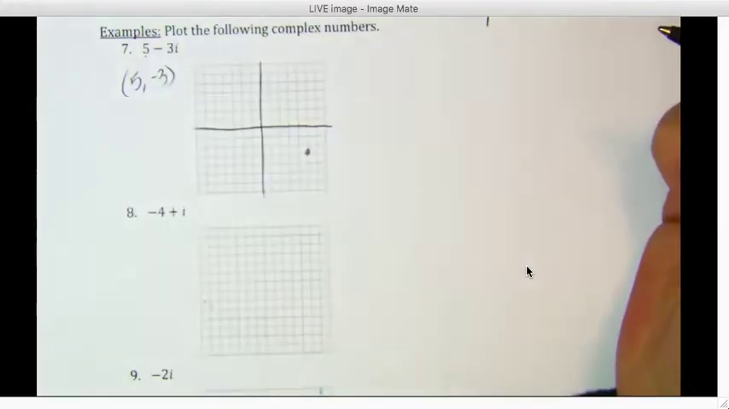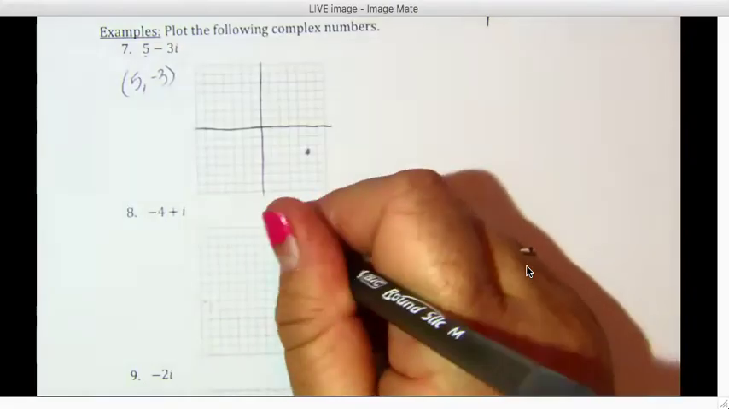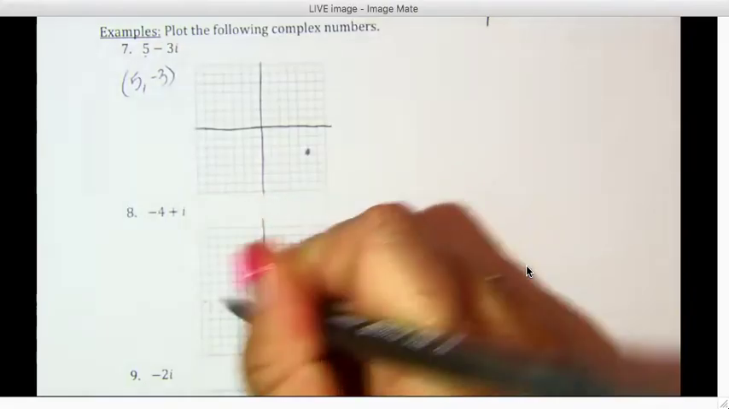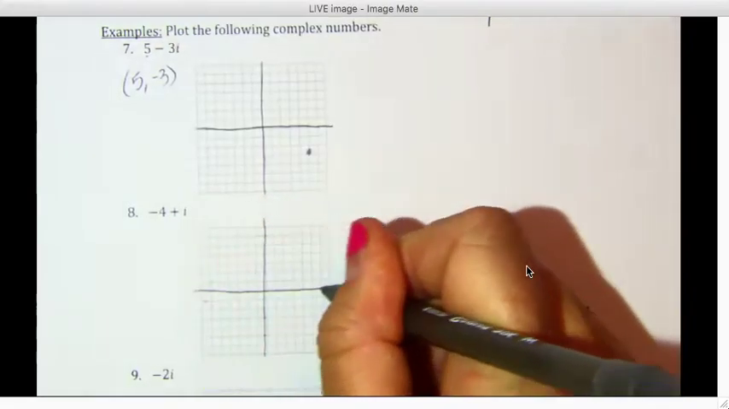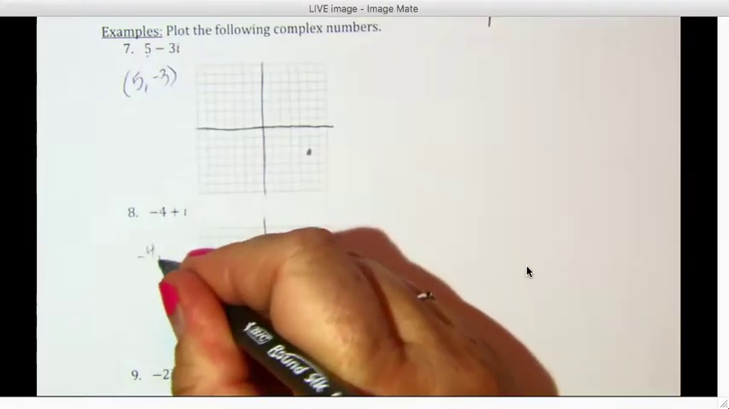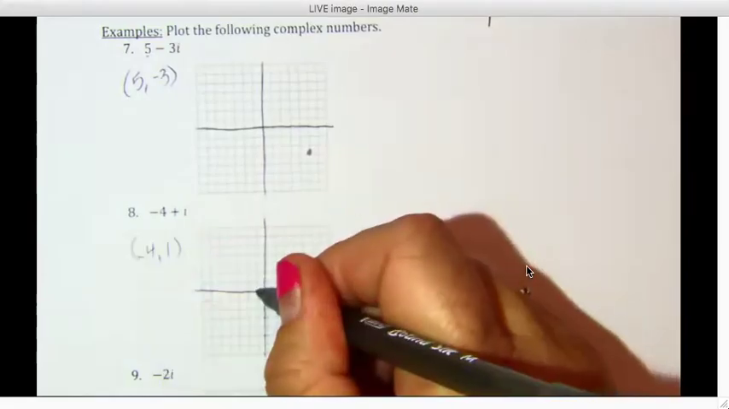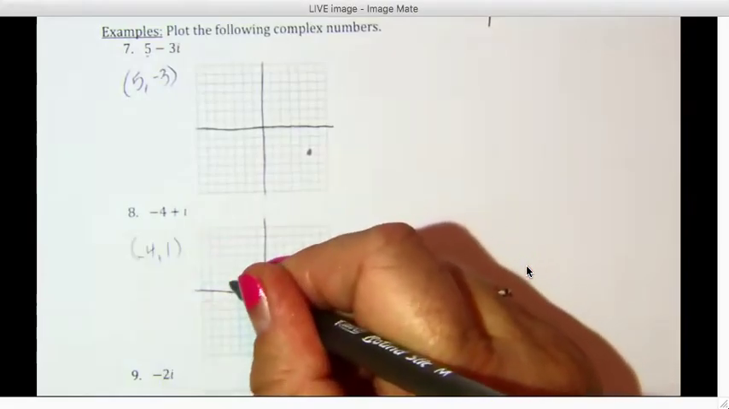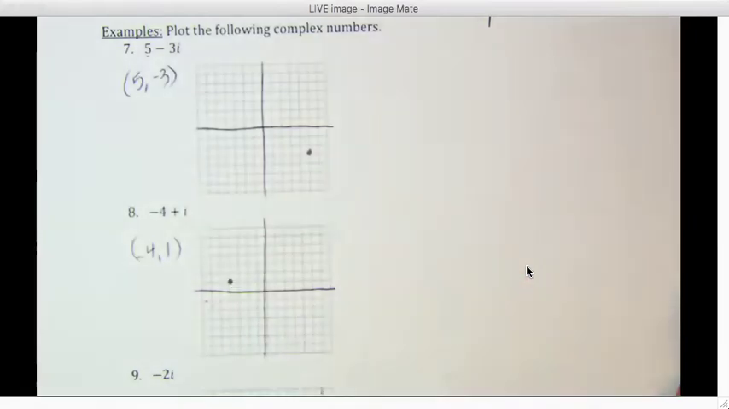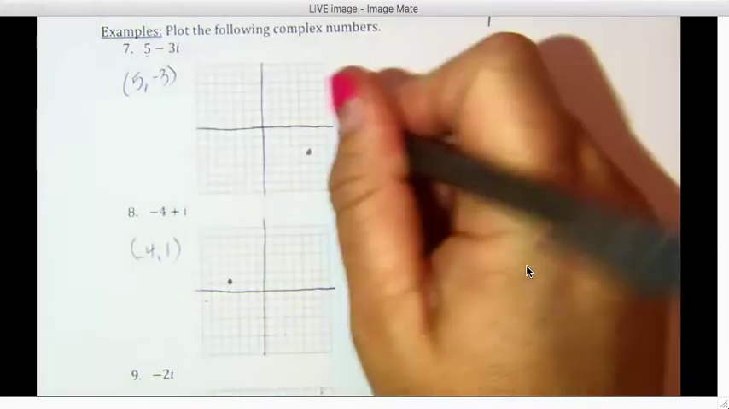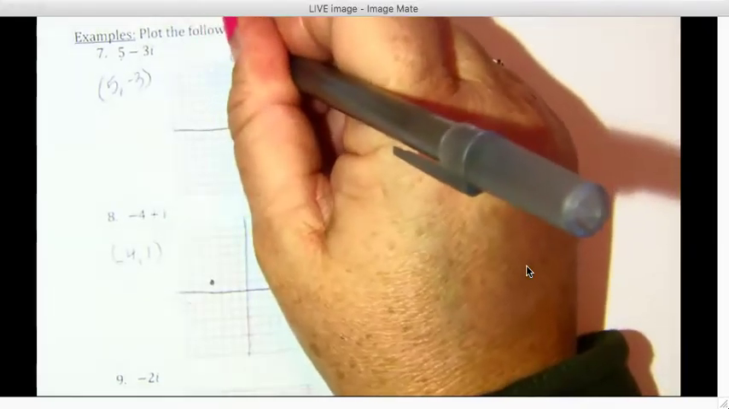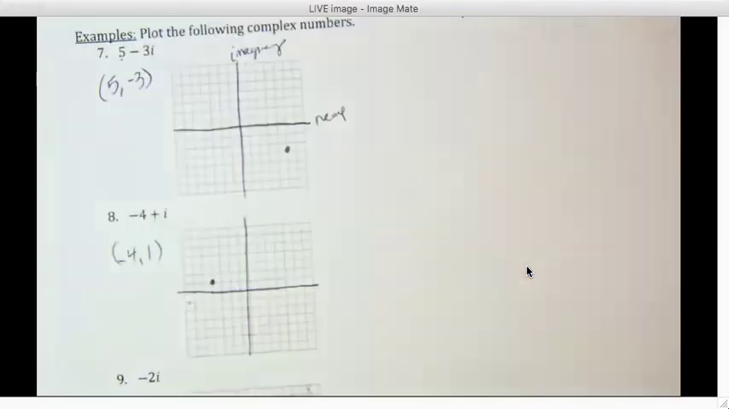Similarly, I have negative 4 and 1. So negative 1, 2, 3, 4, and positive 1. And that's where that point would be on the real and imaginary axis.